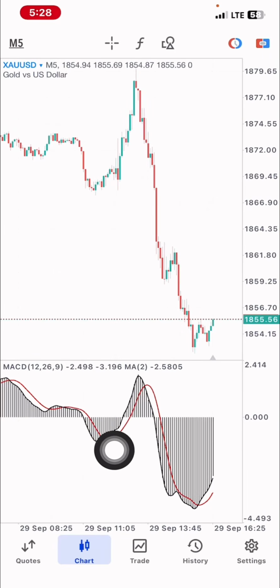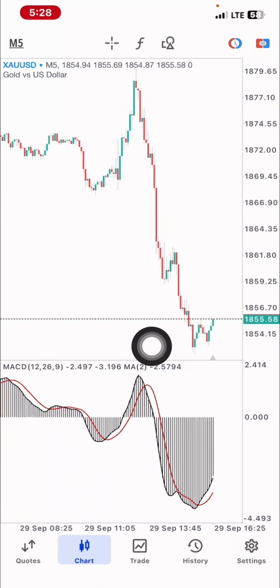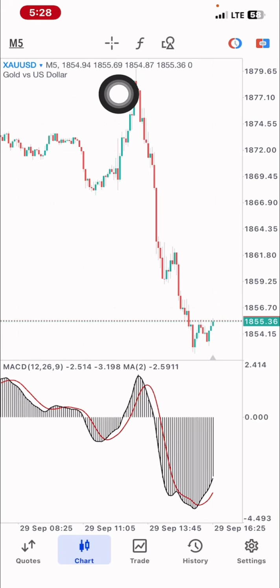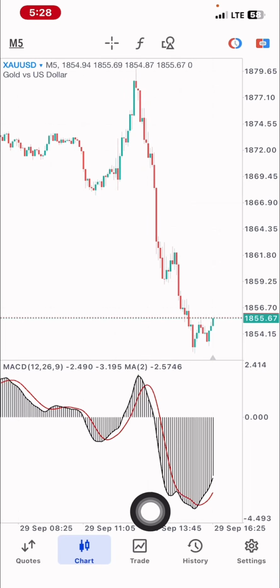The only kind of crosses you're going to be taking are crosses that happen during London session or New York session. Do not trade during Asian session. Do not trade during Asian session. So the crossing that you're going to be looking out for is the ones that happen during London session. And you cannot take any crossing that happens in the middle. It has to be at the extreme. For a sell trade, it has to be at the extreme right here. For a buy trade, it has to be at the extreme right here.